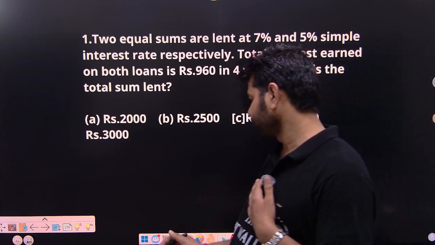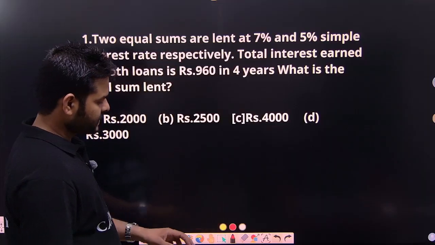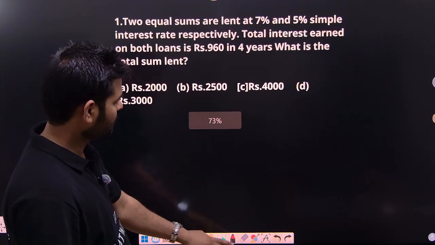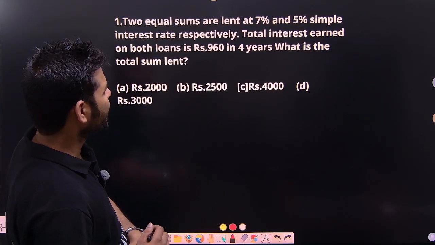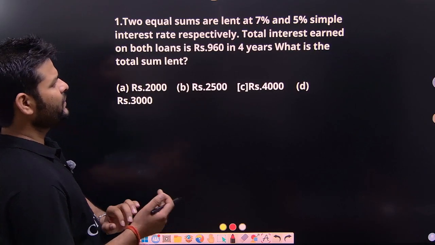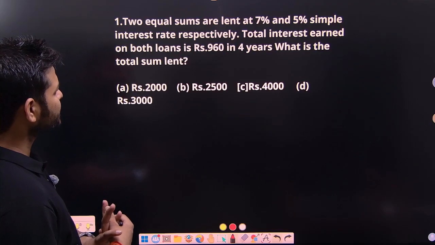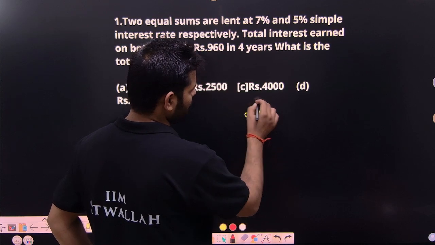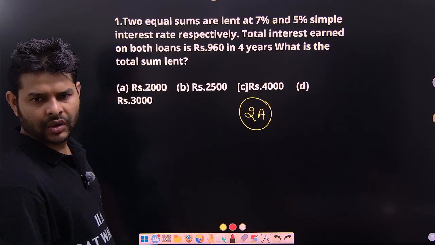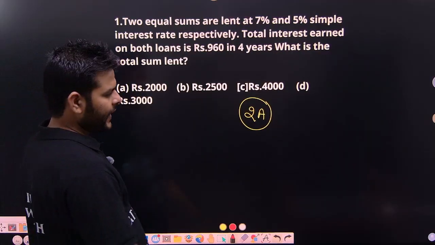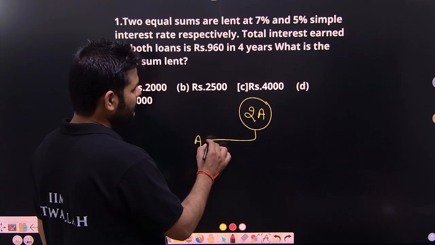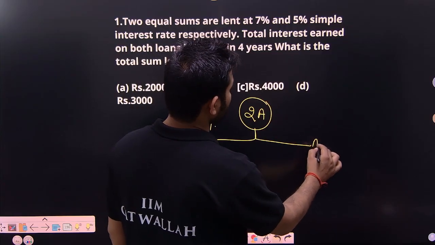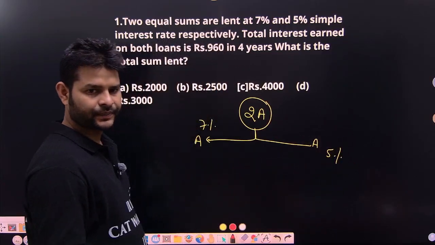Guys, let's move. What the question says: two equal sums are lent at 7% and 5% simple interest respectively. So suppose the total sum is 2a, and a is given at 7% and the next a is given at 5% simple interest.